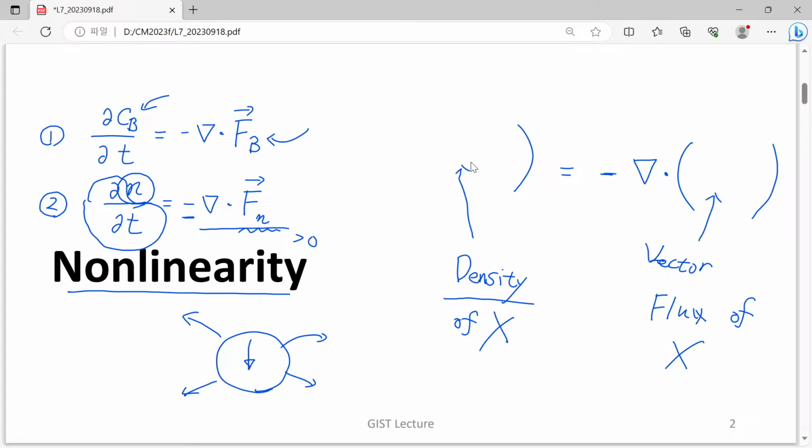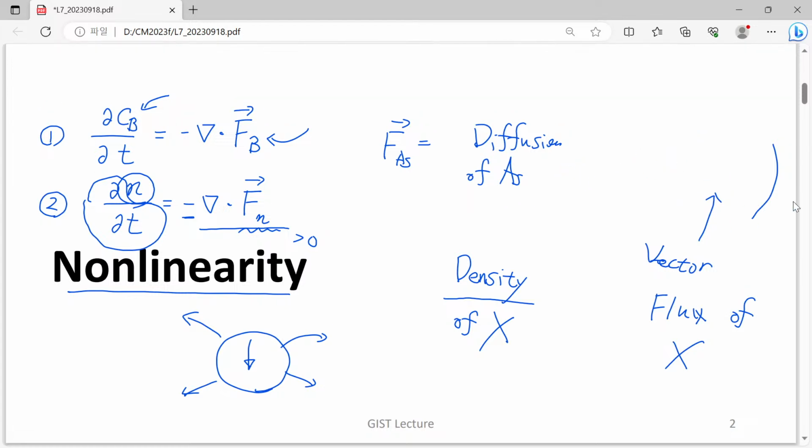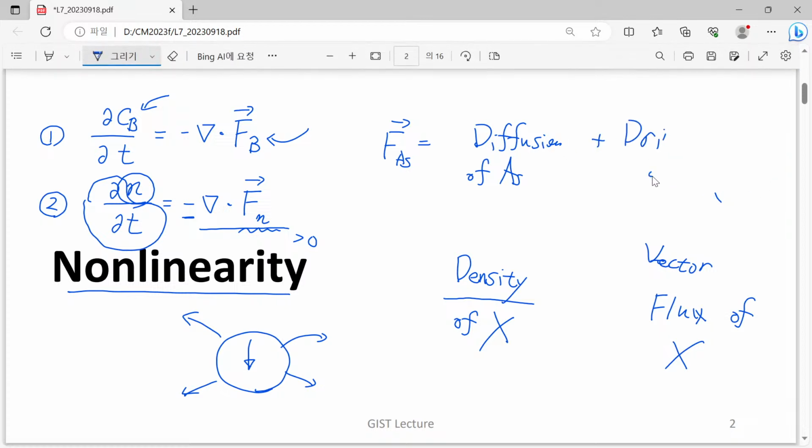The reason why we have called it a diffusion equation is that the flux shown here, for example for arsenic, only contains diffusion of arsenic atoms. Okay, so are you with me? So if we consider not only diffusion but also, for example, drift of arsenic atoms, as we discussed right now, then it is no longer just a simple diffusion equation.